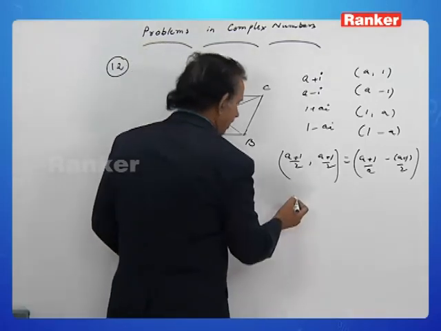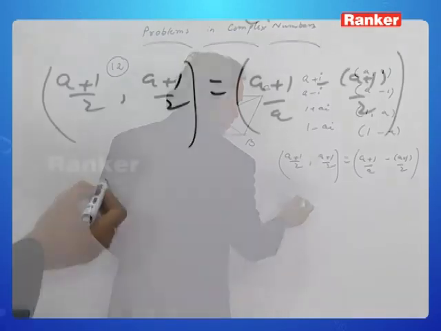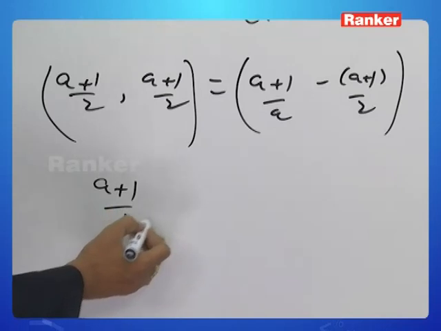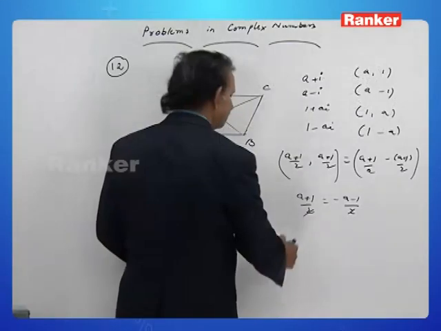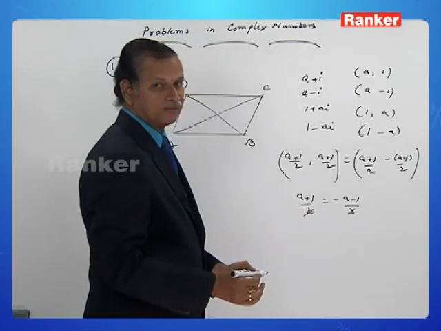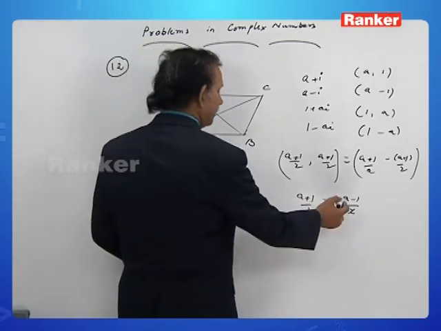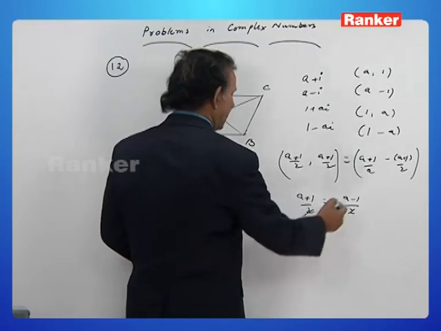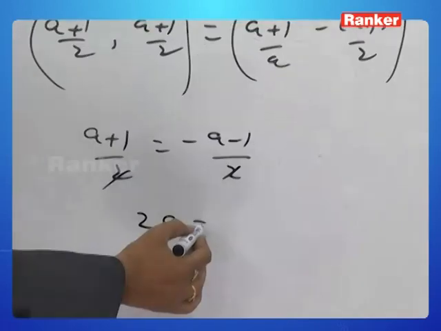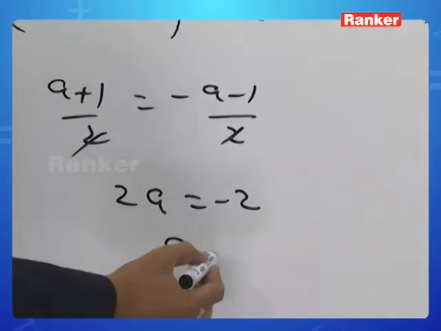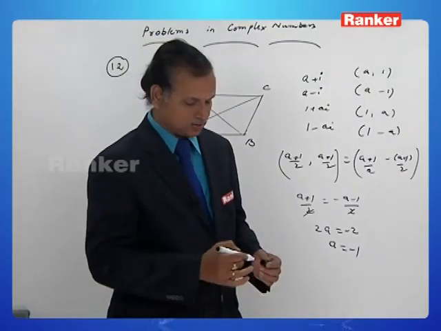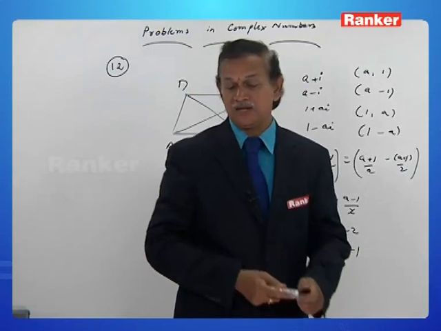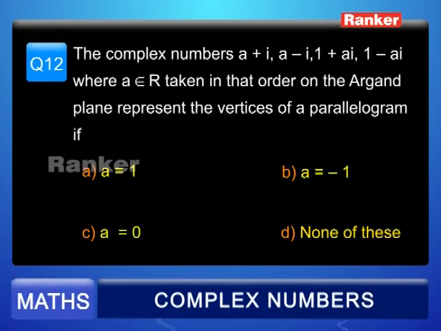Equating the second coordinates, the y coordinates, in these points: (A plus 1)/2 is equal to (minus A minus 1)/2. Bring minus A here, send 1 there, so that you have 2A is equal to minus 2, hence A is minus 1. What is A? Minus 1. Is it available? Of course, it is available in option B. The second option is the correct option.